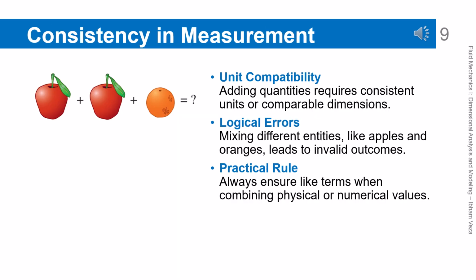Consistency in measurement. The principle of consistency emphasizes that only quantities with the same dimensions can be added or compared. Mixing different quantities, such as length and mass, leads to logical errors. Simple analogies like adding apples and oranges help clarify this idea. In engineering equations, this rule becomes a quick tool to check the correctness of a formulation. By maintaining consistency, the physical meaning of equations is preserved.